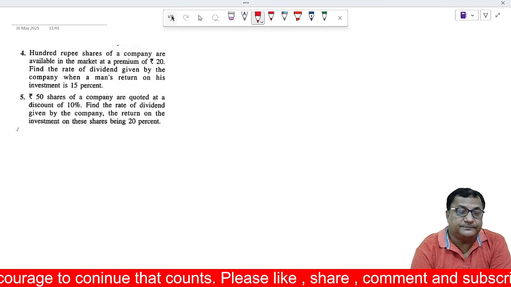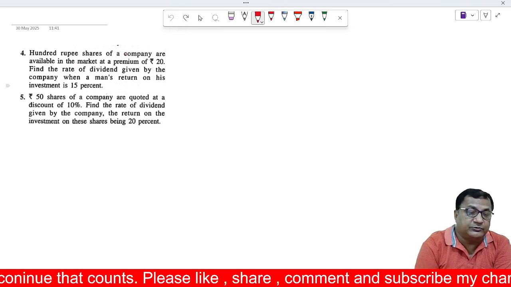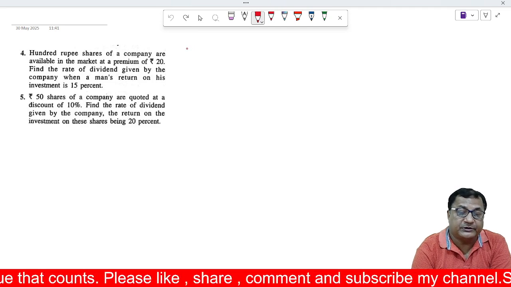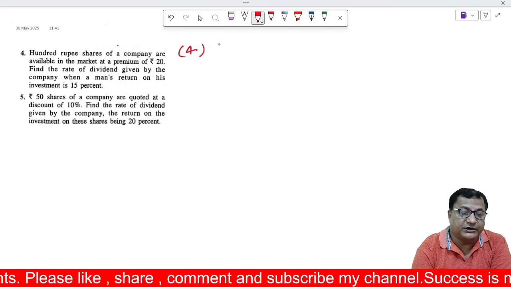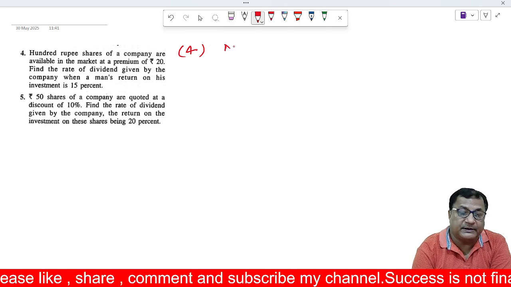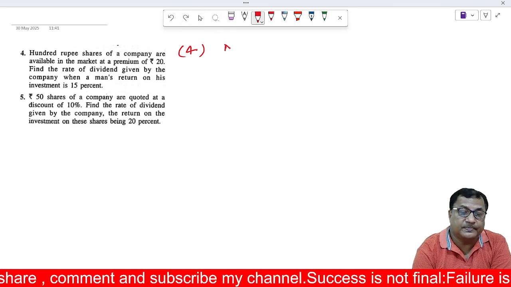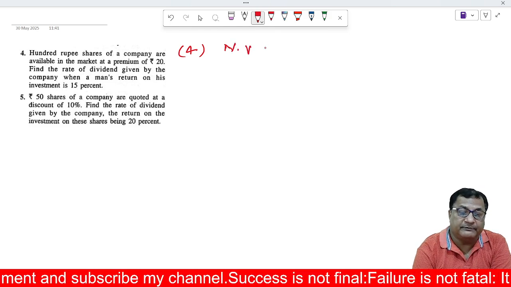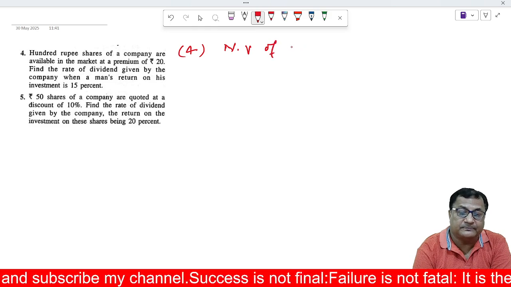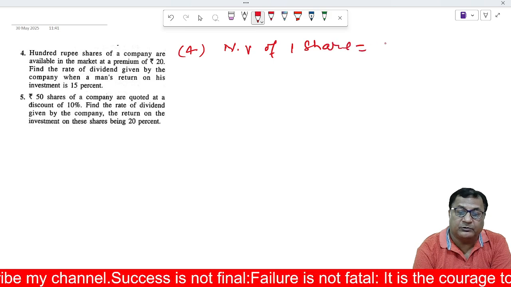Question number 4. A 100 rupees share of a company means the nominal value of one share is equal to rupees 100.